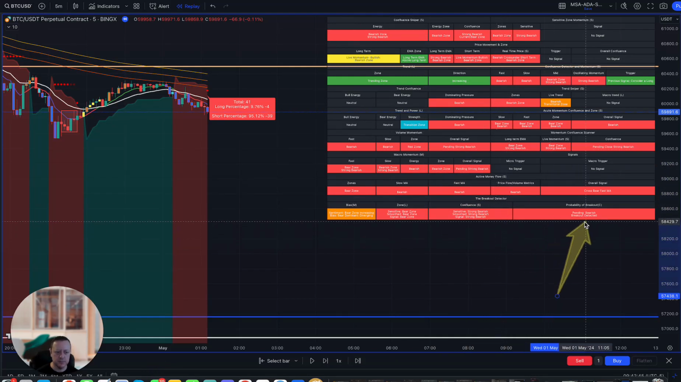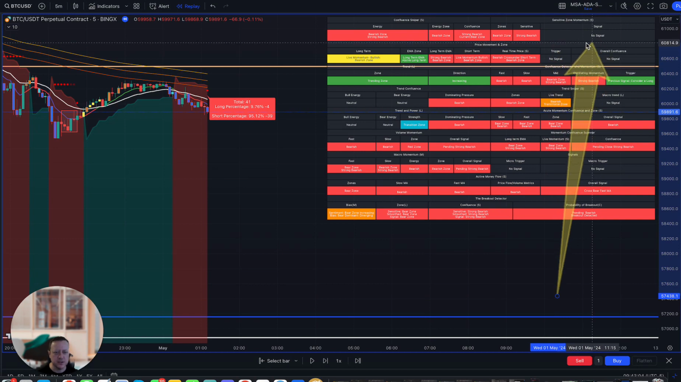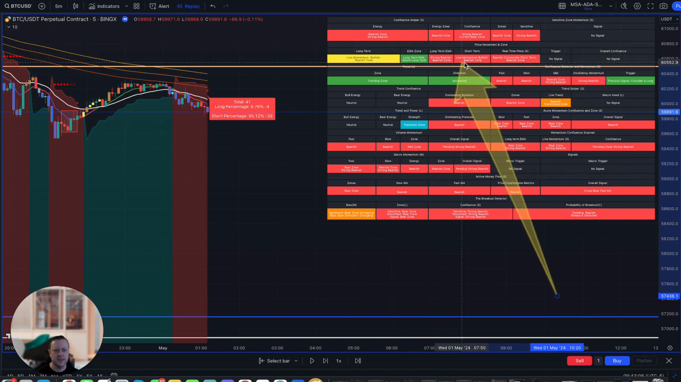Notice pending bearish breakout is now detected. We're in the bearish transitional zone in the trend sniper, which I mentioned is one of my favorite ones. Active money flow is now full bearish. We're crossing bear. This top line is almost all red. We are missing a signal here, but it's almost all red. And you look at short-term and real-time price action, all appearing to be red.